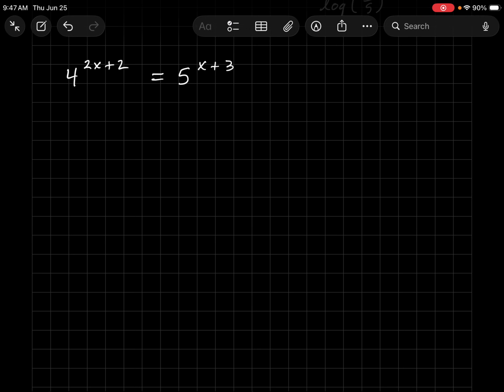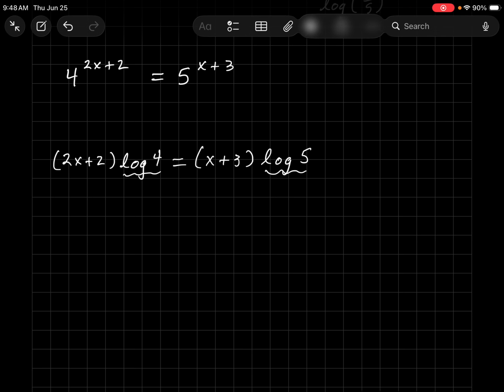And I'm going to skip this step. That is, I'll take the log of both sides. I already know what will happen. I will bring that power down and multiply it. So I get 2x plus 2 times log 4 equals log of the other side, bring the power down, x plus 3 times the log of 5. Again, log 4 and log 5 is some inseparable number. It's a long decimal.